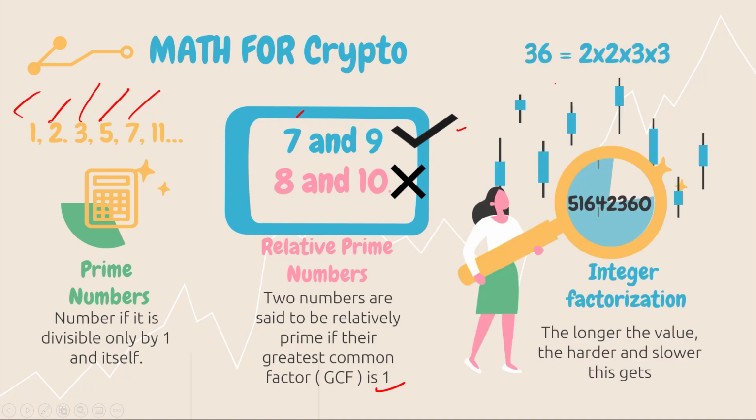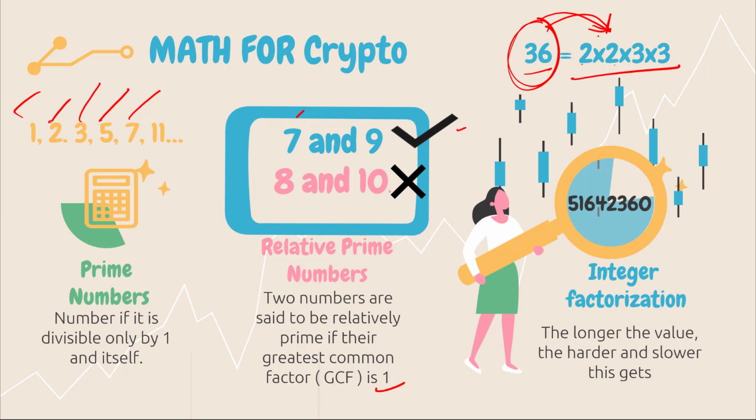The other one is integer factorization. If I give you this number 36, you can factor it, since every composite number, or any number, can be factored into a set of prime numbers. So I can write 36 as 2 multiplied by 2, 4, 4 multiplied by 3, 12, 12 multiplied by 3, 36. So now you can break 36 down into factors.